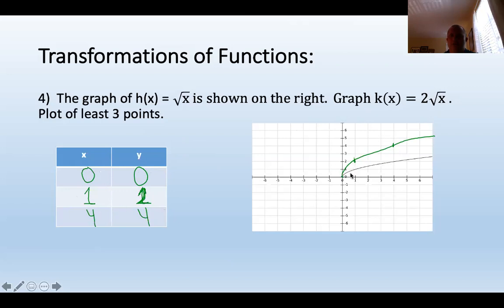Here's (0, 0), here's (1, 2), here's (4, 4), and there's our graph. Then we just can draw the graph through the points. And so that's called a function transformation.